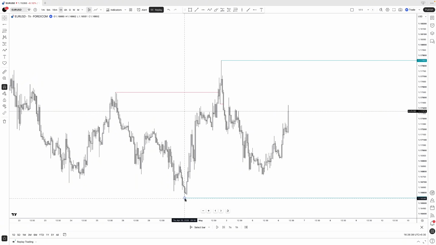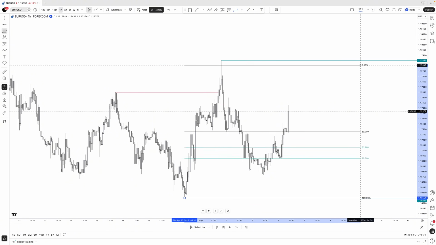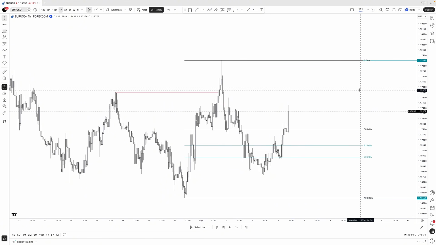So this is the low of the range and this is the high of the range. When the counter trend turns bearish, that is when the high of the range is confirmed. This is where we use the Fibonacci. We draw it from this low to this high. Anything below 50% is considered discount.